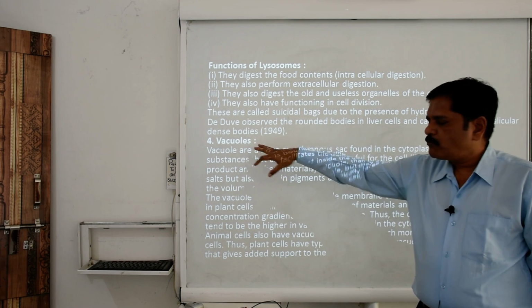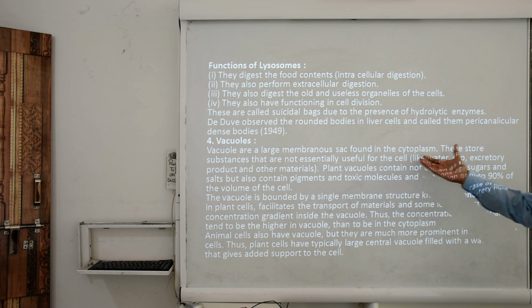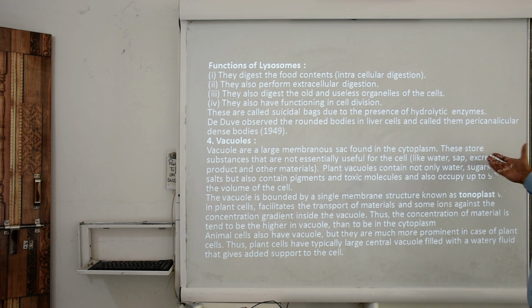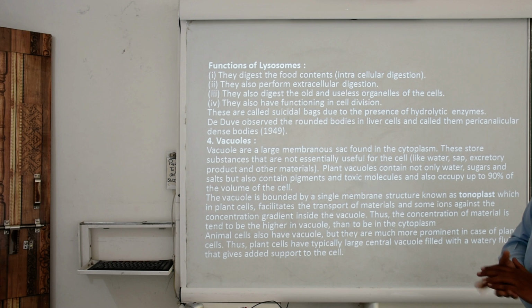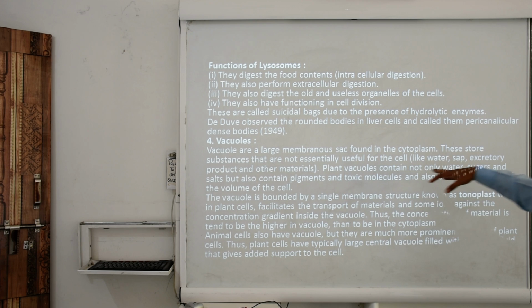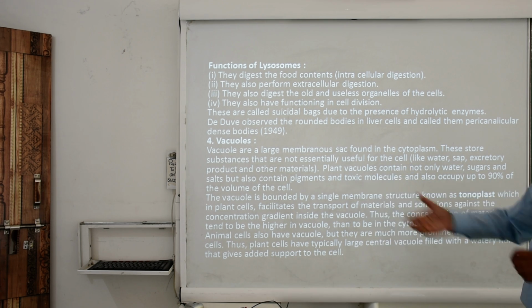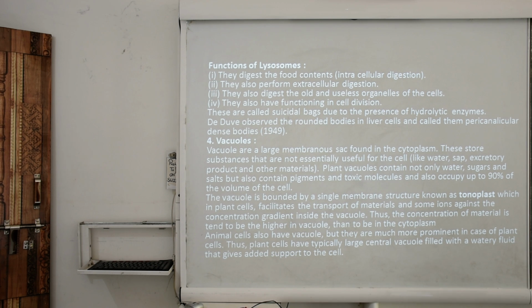Now we are moving towards the next cell organelle, that is the vacuoles. These vacuoles are large membranous sacs found in the cytoplasm, and they store substances that are not essentially useful for the cell, like water, sap, excretory products and other materials too. Now these plant vacuoles contain not only water, sugars and salt, but also pigments and toxic molecules, and also occupy up to 90% of the volume of the cell.